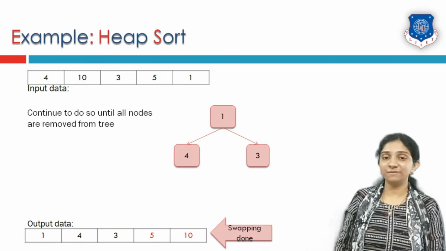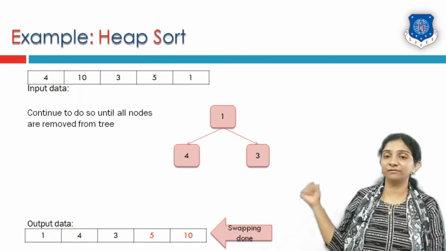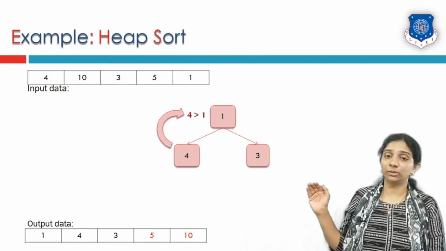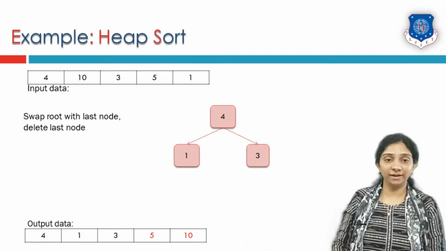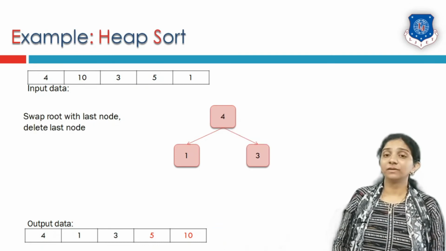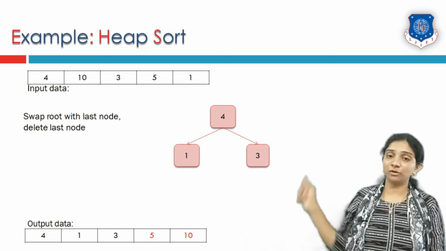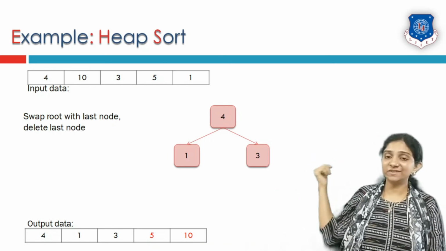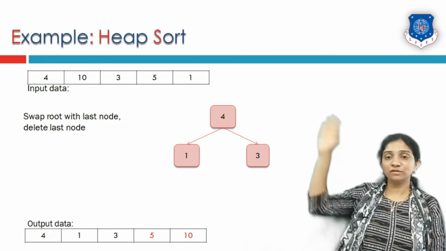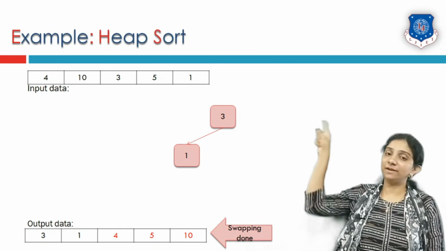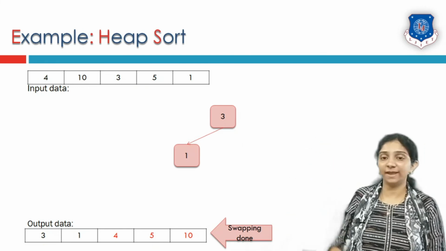Again, is it a max heap tree? No, 1 is not greater than 4 and 3. 4 is the greatest. So we must swap 4 with 1 so that the parent will be greater than the other child node. Now 4 is greater than 1 and 3. So swap the root element with the last element. Now if I read from top to bottom, left to right, the last element is element number 3. So 4 and 3 are going to get swapped and 4 will get deleted. So the remaining tree-like structure is 3 and 1.